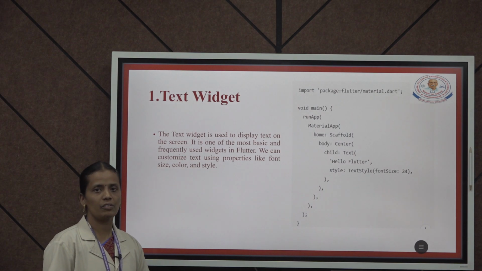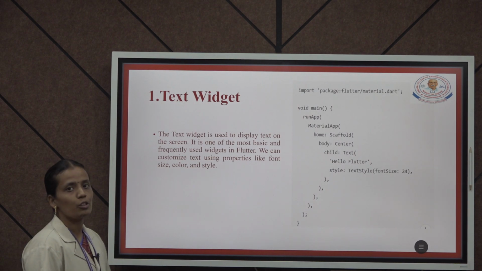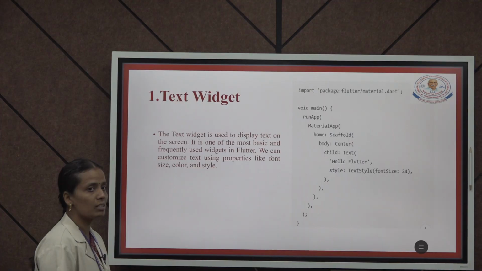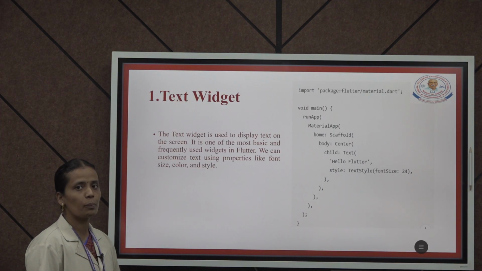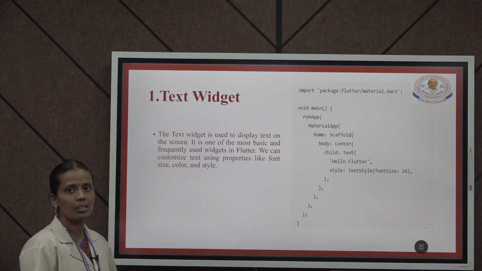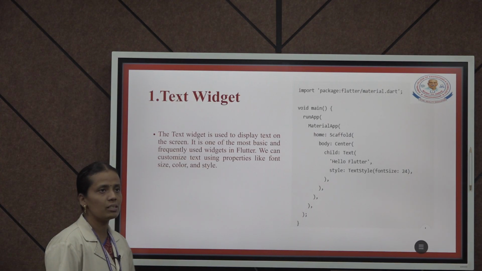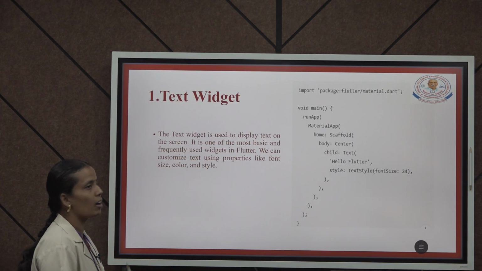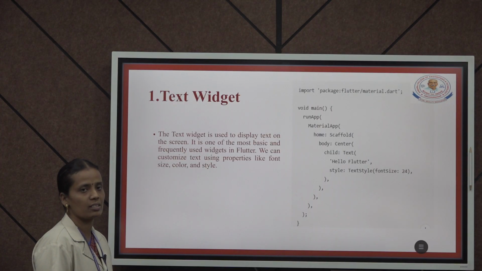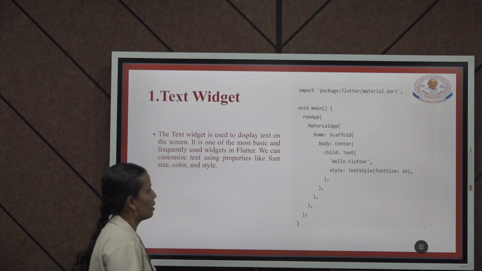First one, the text widget. The text widget is used to display text on the screen. It is one of the most basic and frequently used widgets in Flutter. We can customize text using properties like font size, color and style, etc. Now let's see this example.